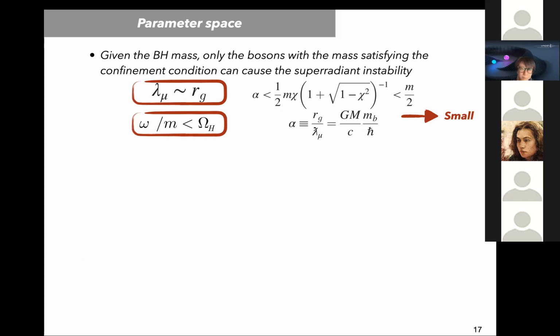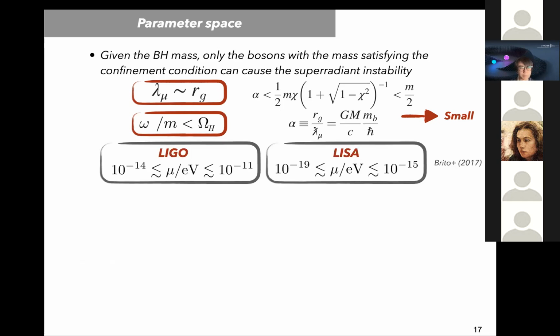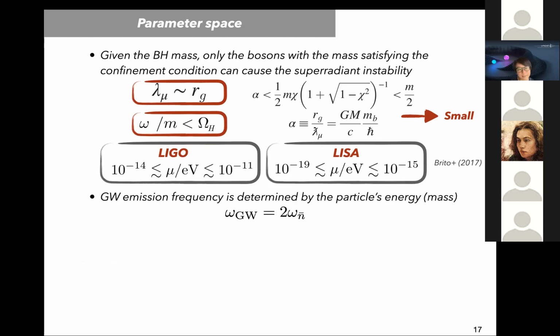So at this point, we can see that there's a matching relationship between the black hole mass and boson mass. So according to the black hole mass range that is sensitive to the ground-based gravitational wave detectors and the space-based detectors, we can probe different boson mass ranges accordingly. For example, for the LIGO detector, we are sensitive to the range of about 10 to the minus 14 to 10 to the minus 11 eV. And for LISA, which is designed for higher mass black holes, we can go to a lower boson mass range. And the other interesting thing is, as mentioned earlier, the gravitational wave emission frequency is determined by the particle's energy, or particle's mass.